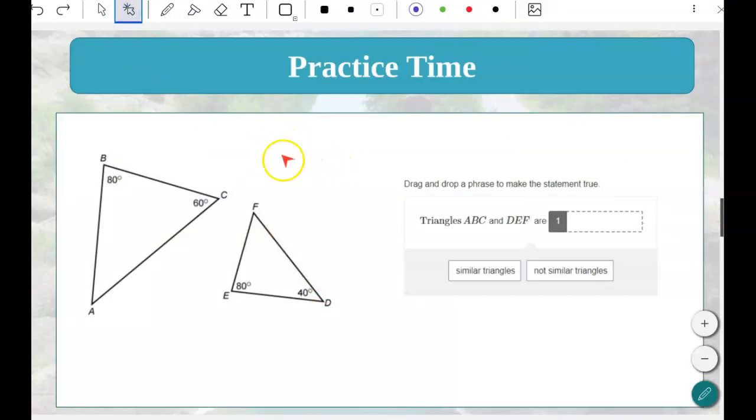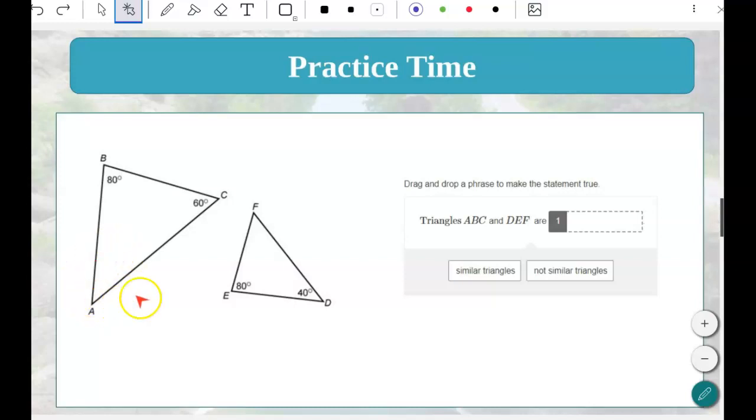So this one is similar to one of the quiz questions that you might have. It says, drag and drop a phrase to make the statement true. So it's either similar or not similar. So what we know is the corresponding angles will have to be the same size. So we have 80, 80. This one's 40. This one's 60.